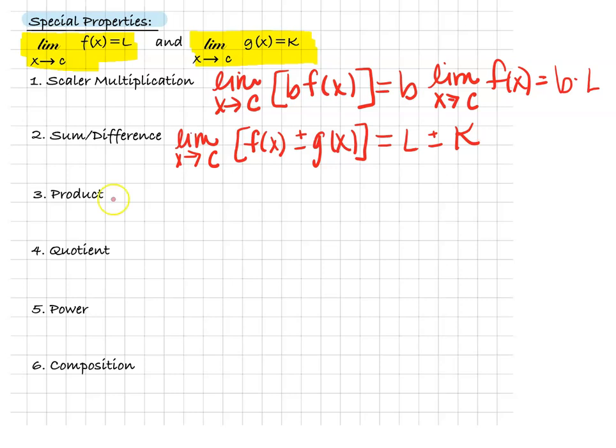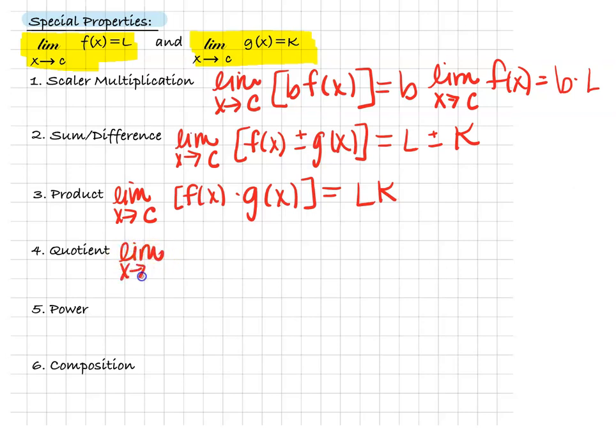Number 3, product. If you have the limit as x approaches c of f of x times g of x, good news, that is just the limit of f of x times the limit of g of x. So that's really nice too, that multiplication is just the multiplication of those limits. Number 4, quotient. If we have the limit as x approaches c of f of x over g of x, then again, that is going to be L over k, like you might have predicted based on the other two.